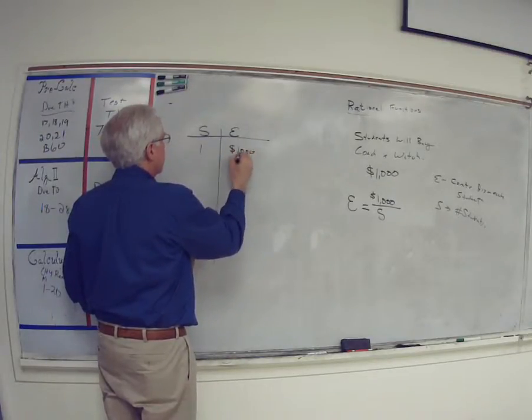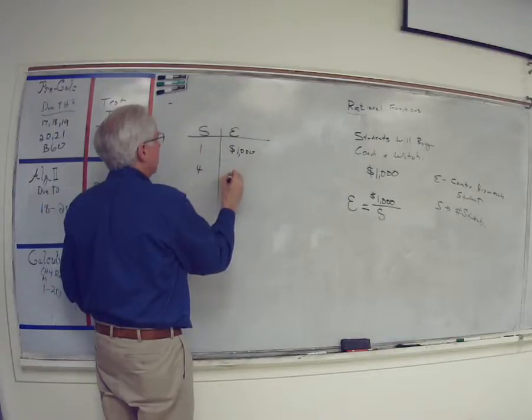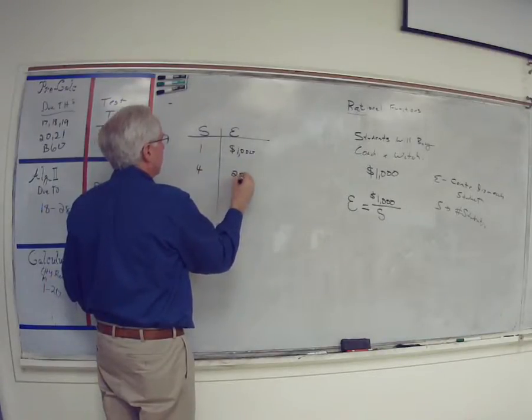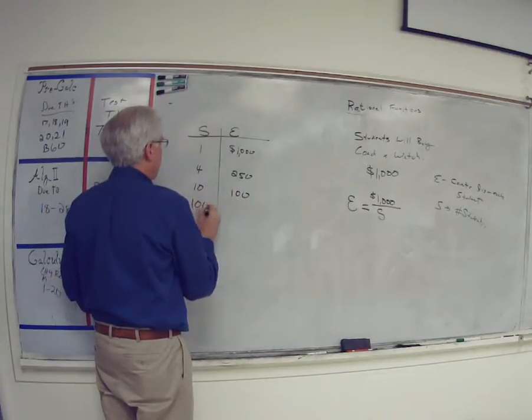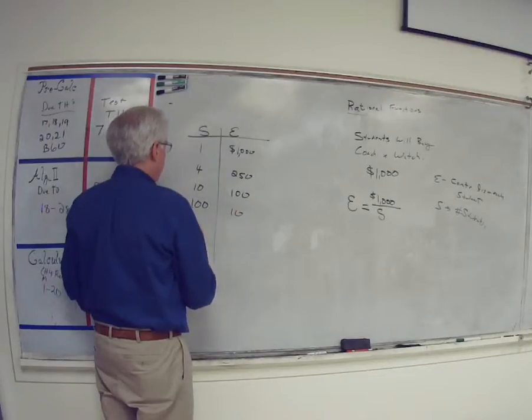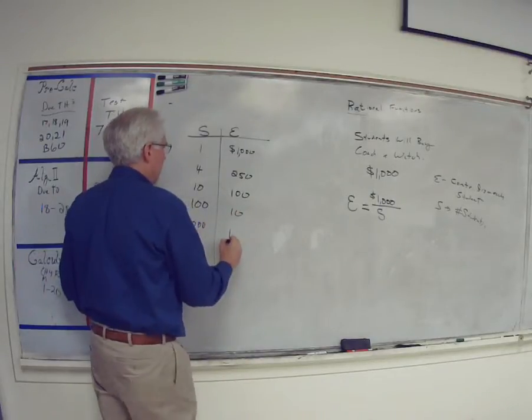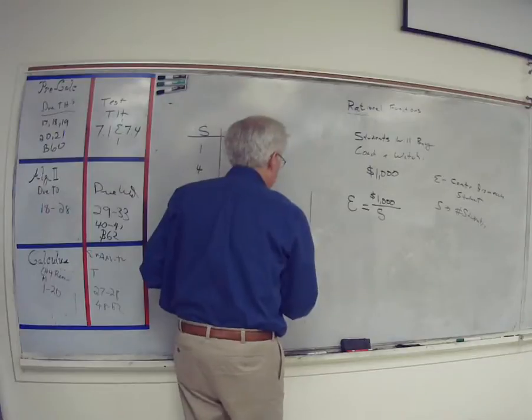If I had 1 student, each would cost 1,000. If I had 4, it would be 250. If I had 10, it would be 100. If I had 100, it would be 10. If I had 1,000, it would be 1. So let's look at this.